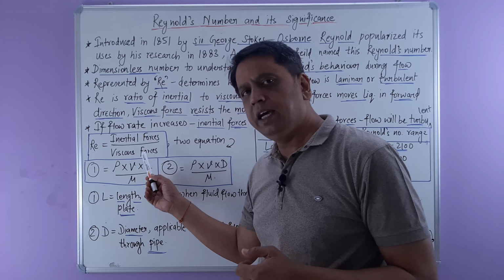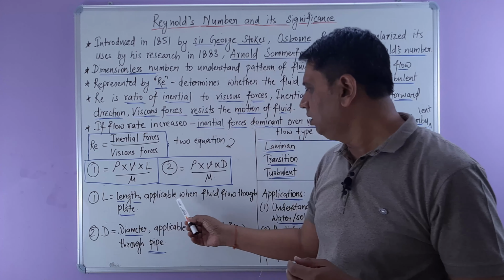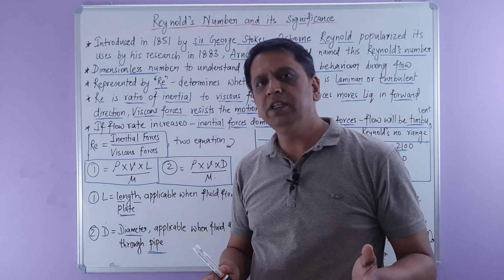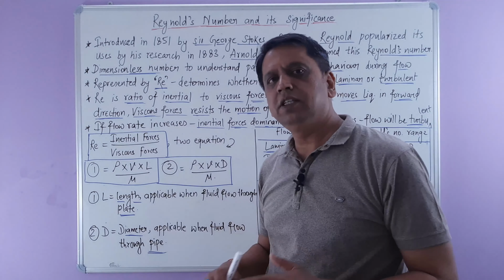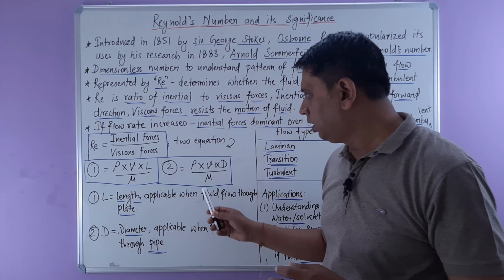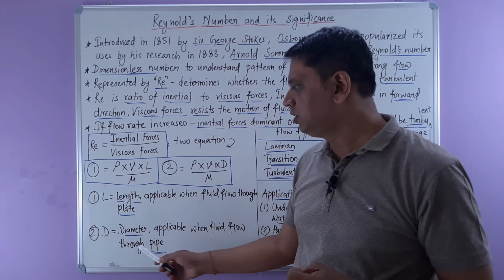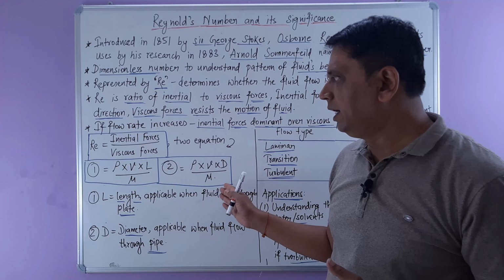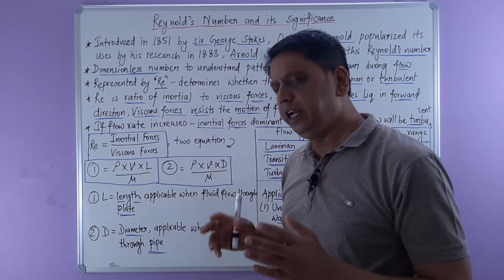Now this L stands for the length, and this equation will be applicable when the fluid is flowing over a plate. In fluid mechanics, we perform some experiments in which fluid may flow over a plate, and in such cases equation 1 will be applicable. Otherwise, if it is flowing through a pipe, then in this case D, which stands for the diameter, will be applicable. So using both equations we can calculate the Reynolds number of any liquid.